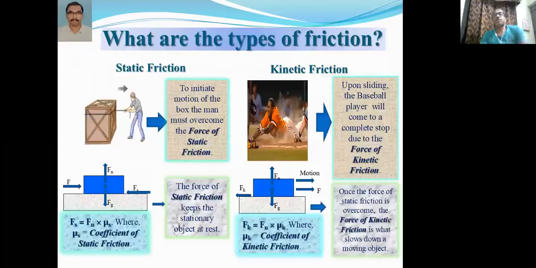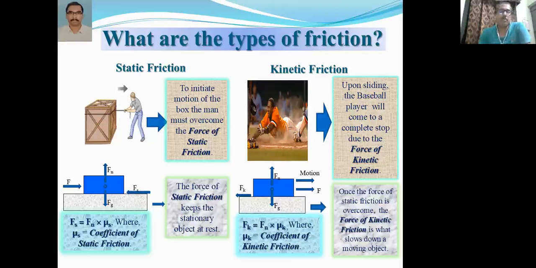What are the types of friction? Types of friction are static friction and kinetic friction. From the name, it is clear that static friction comes into play when a body is at rest. To initiate the motion of the box, the man on the left of the slide must overcome the force of static friction. And the force of static friction keeps the stationary object at rest.